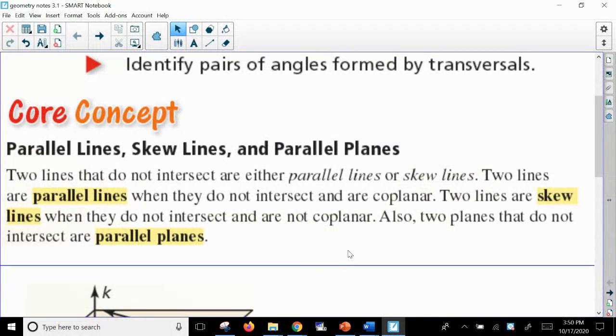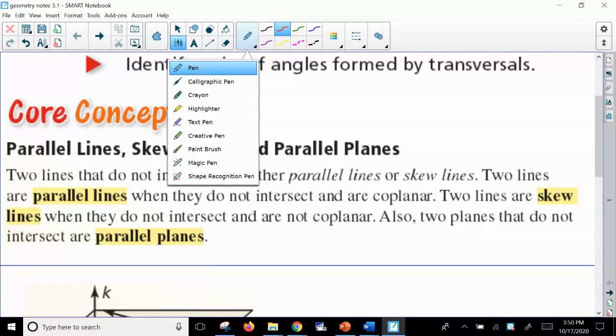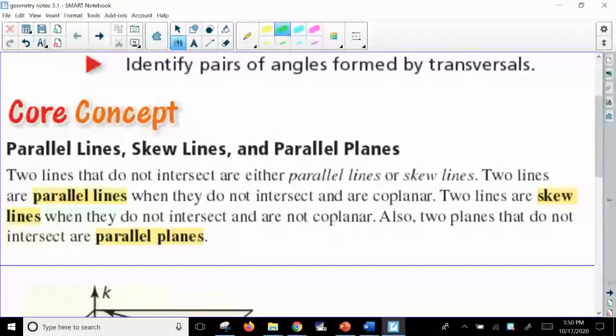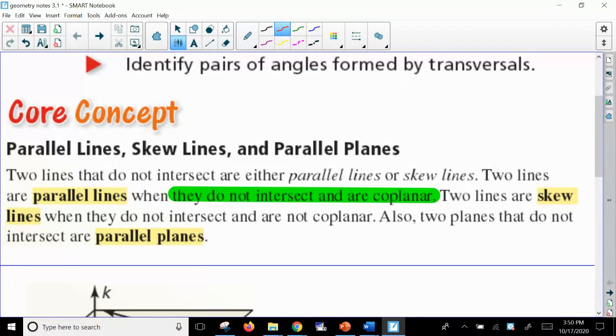So it's important to know that parallel lines do not intersect, and they are also coplanar. I'm going to highlight that part because that's very important. Remember what coplanar means. That means they are on the same plane. So I'm going to put that on same plane. If they're on the same plane, think of both lines being on the same flat surface.